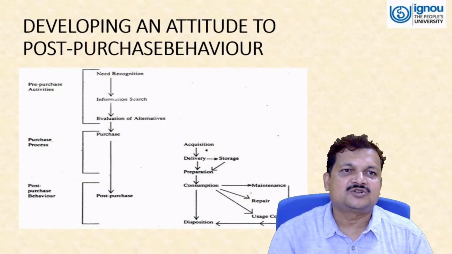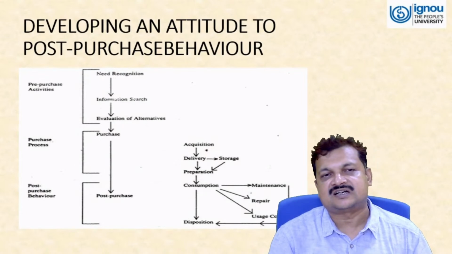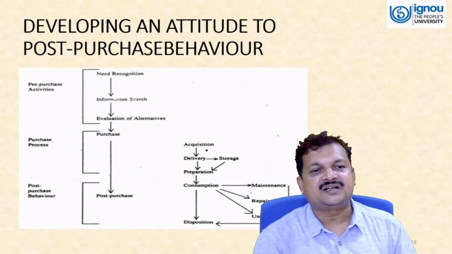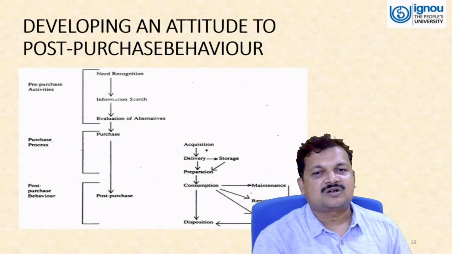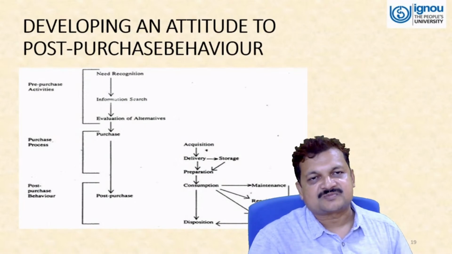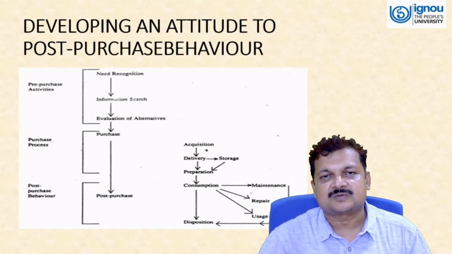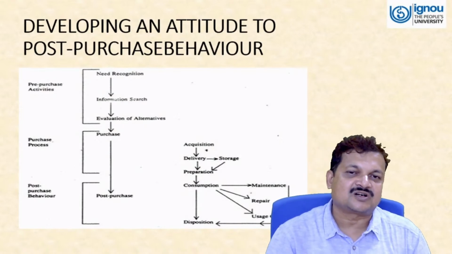Now, developing the attitude towards post-purchase behavior. It starts with need recognition, information search, and evaluation of alternatives. Those are the pre-purchase activities that we have already completed. Now, the purchase process is where you make the purchase. After that, post-purchase behavior is where you are either satisfied or dissatisfied. How often customers are satisfied or dissatisfied depends on the product performance, what their expected state was, and what the actual state is after purchasing this particular product.